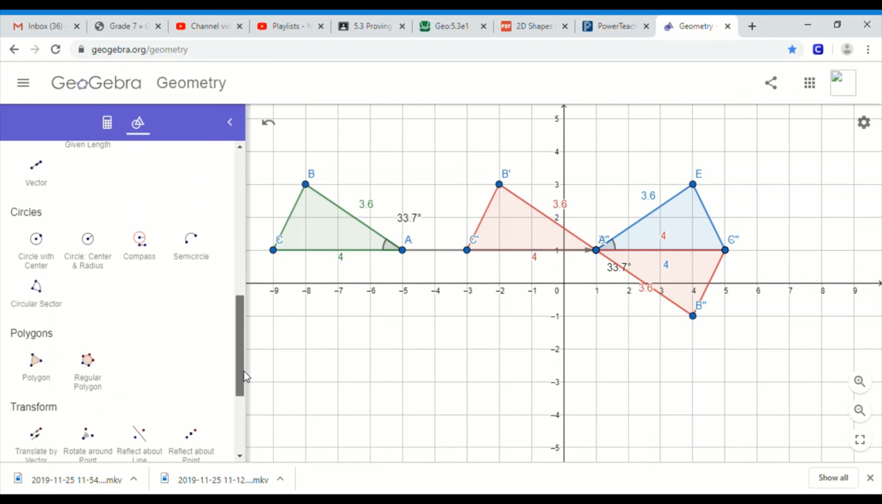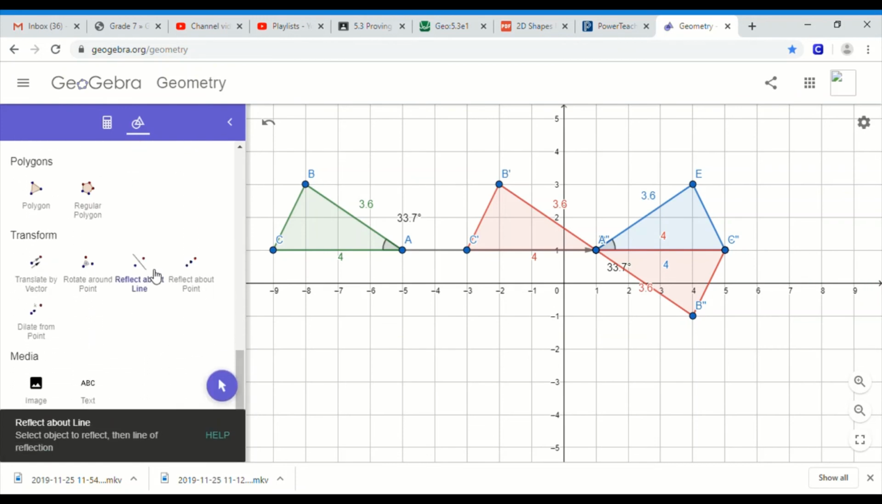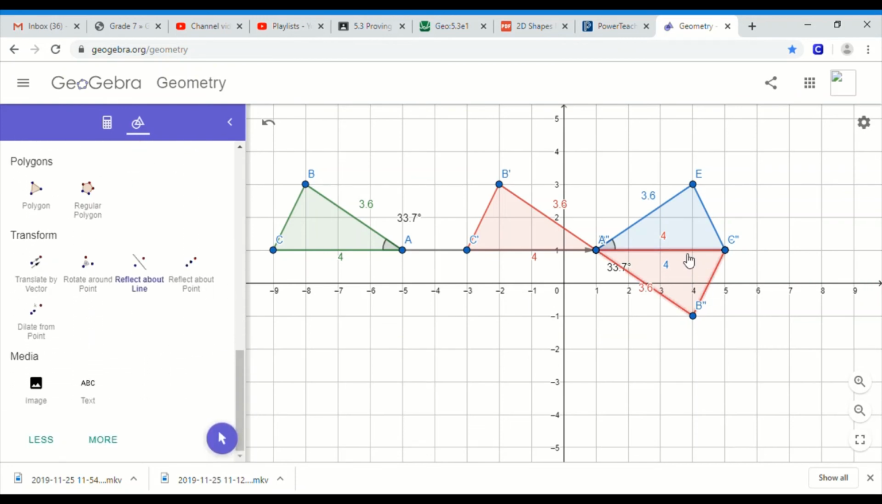So they did match, and as you can see, I was able to map triangle ABC onto DEF. And that's the proof.